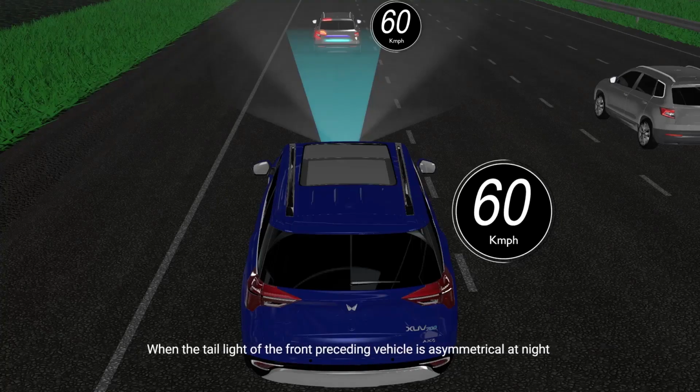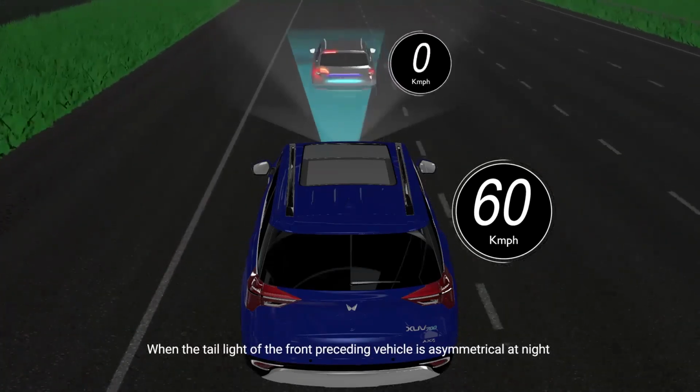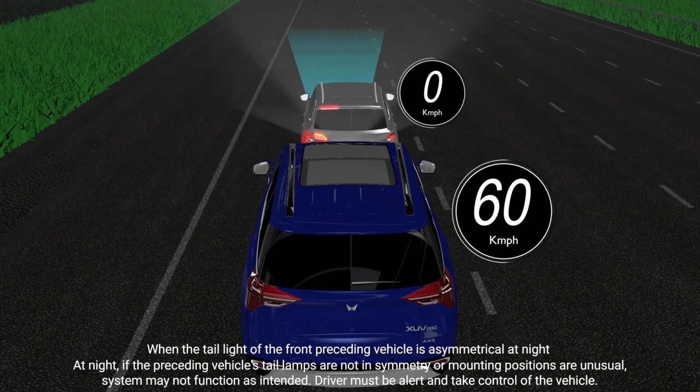When the tail light of the front preceding vehicle is asymmetrical at night. At night, if the preceding vehicle's tail lamps are not in symmetry or mounting positions are unusual, the system may not function as intended. Driver must be alert and take control of the vehicle.